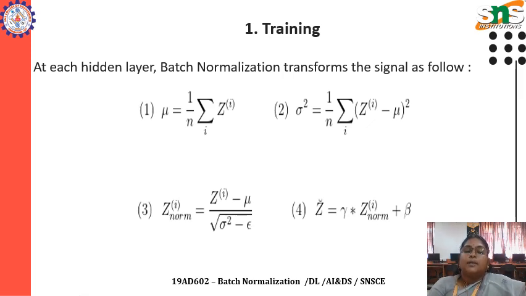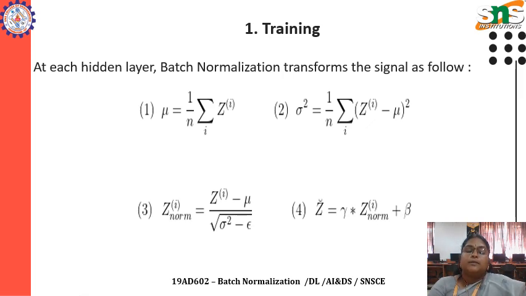There is a formula for all these four terms. Mu equals 1 by n into summation of i z of i. Here 1 by n, we usually say, is a slope value. Sigma squared, the variance, is equal to 1 by n into summation of i, z i minus mu, the whole square. This takes the mean value from the previous formula and computes the value of z i minus mu, the whole squared.